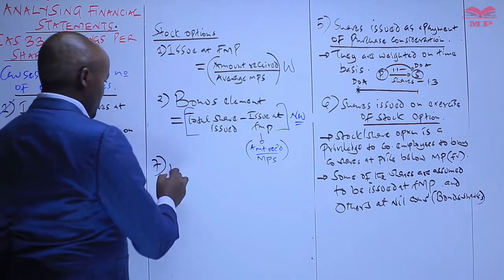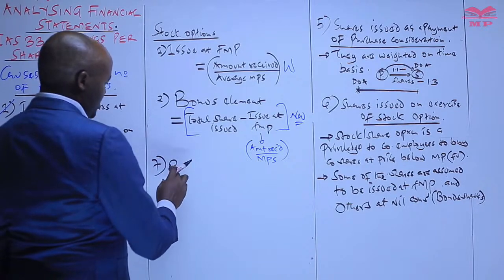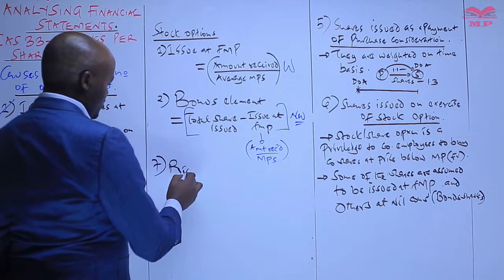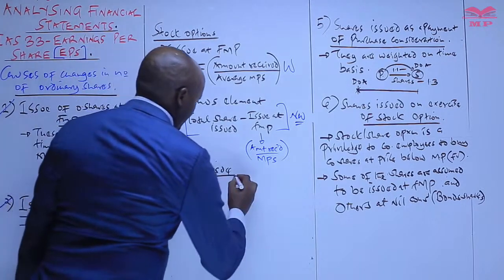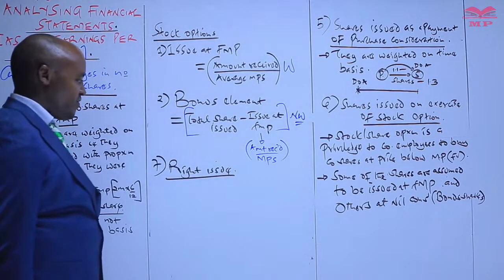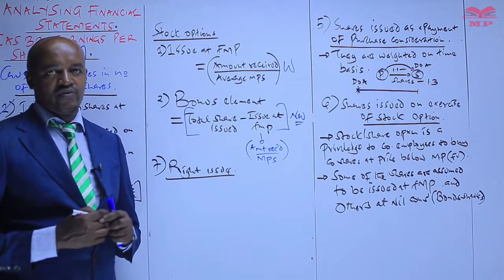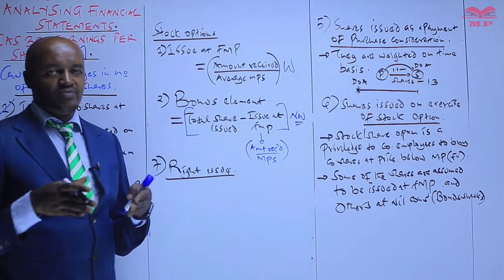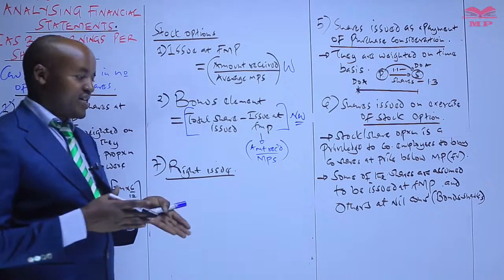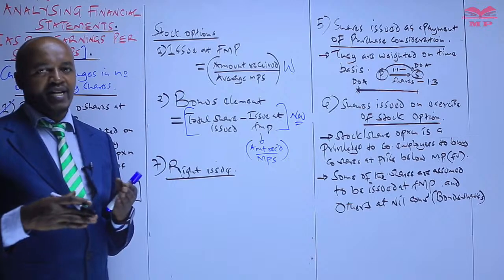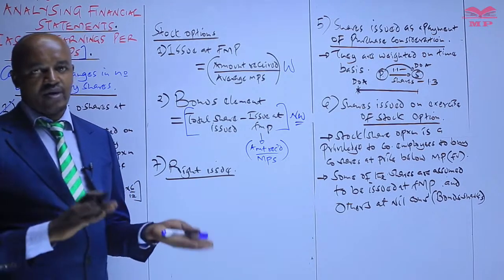Finally, I want us to look at the last concept, which is very, very common. This is a concept which is tested in all questions on earnings per share, and that is the concept of the rights issue. Now, what is a rights issue? A rights issue is the issue of additional shares to the existing shareholders of the company at a price which is below the market price. In other terms, the company issues shares to the existing shareholders at a discounted price to the market price.